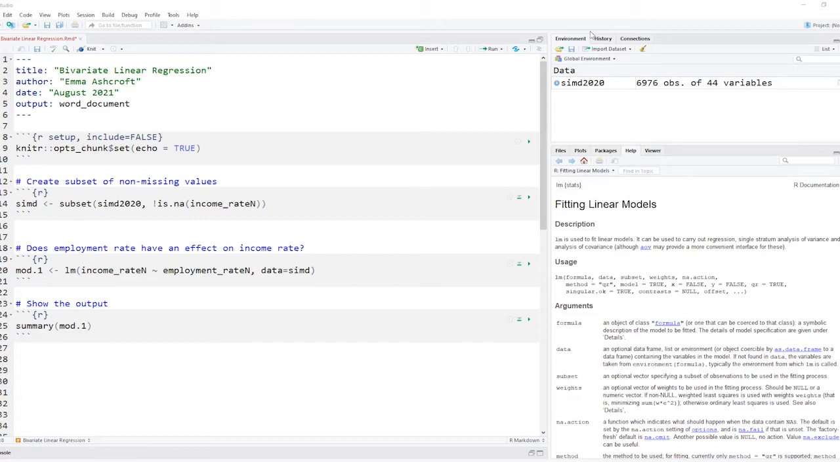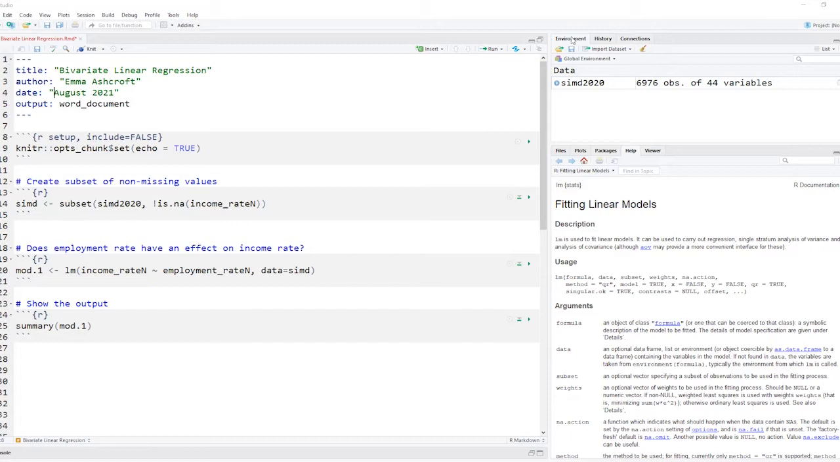We can run bivariate linear regression as long as our outcome variable is numerical. Our predictor variables don't have to be numerical. You just have to take great care in the interpretation of categorical variables.